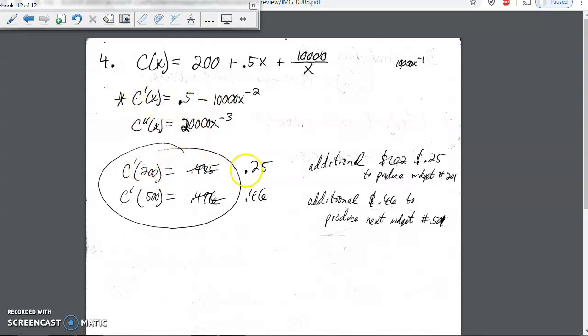Plug in 200. So around approximately 200 to 201, there's an additional 25-cent cost to produce the extra widget. On the other hand, when you're at 500 widgets, to produce an additional widget up to 501 would cost 46 cents. So it costs more at the higher number here. And that's all he has asked you to do, so that's all you have to do. So now we're going on to the next problem.